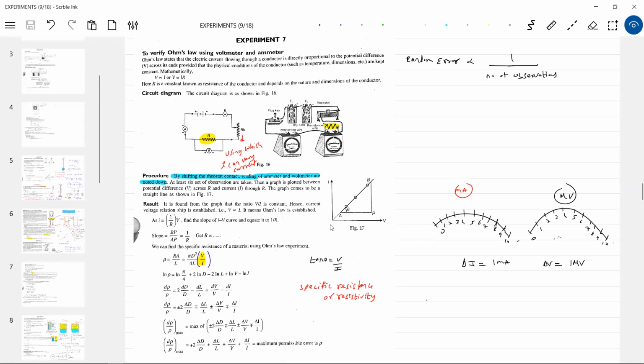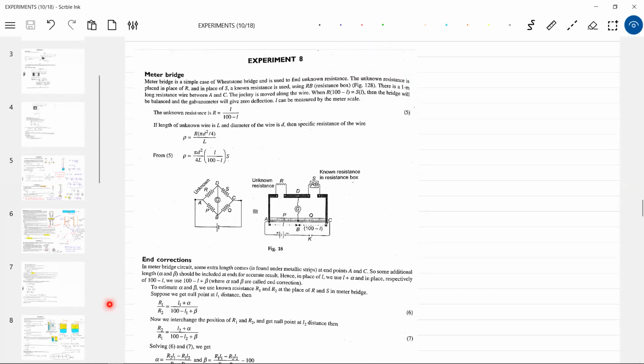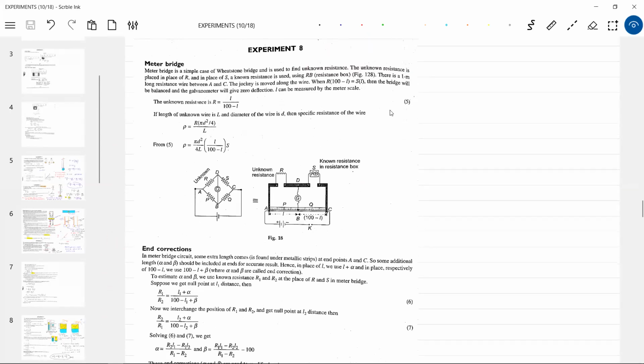Any doubts, you can ask me. Any doubts? Okay, I'll go for the next one: the meter bridge experiment.